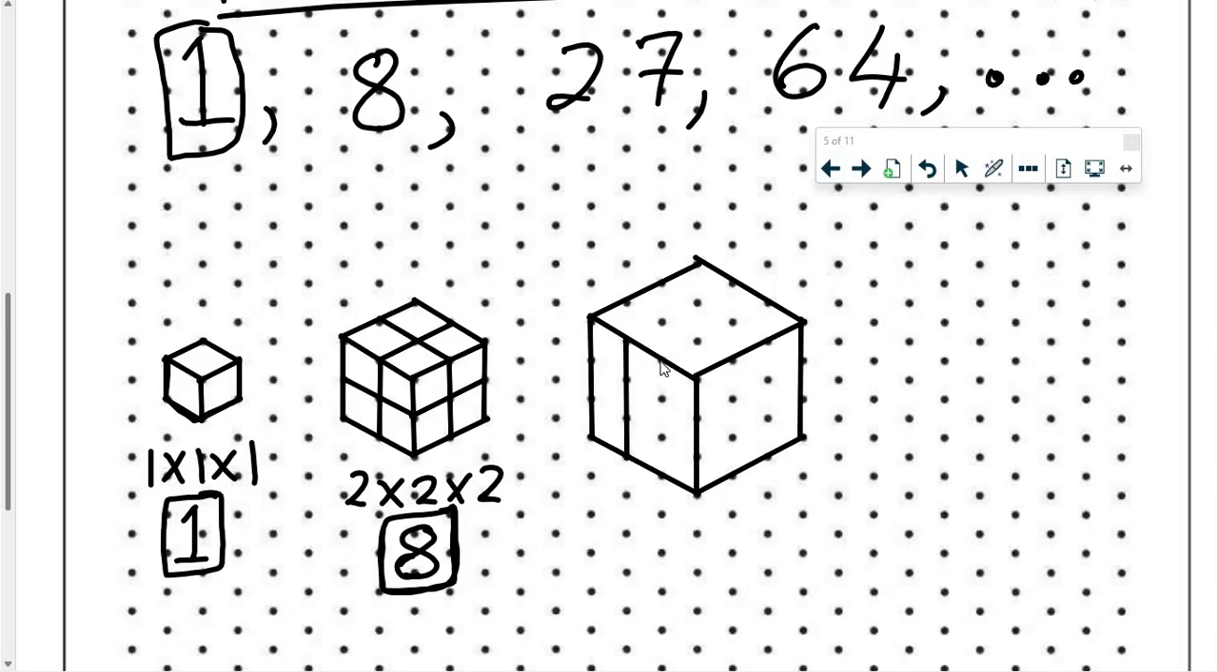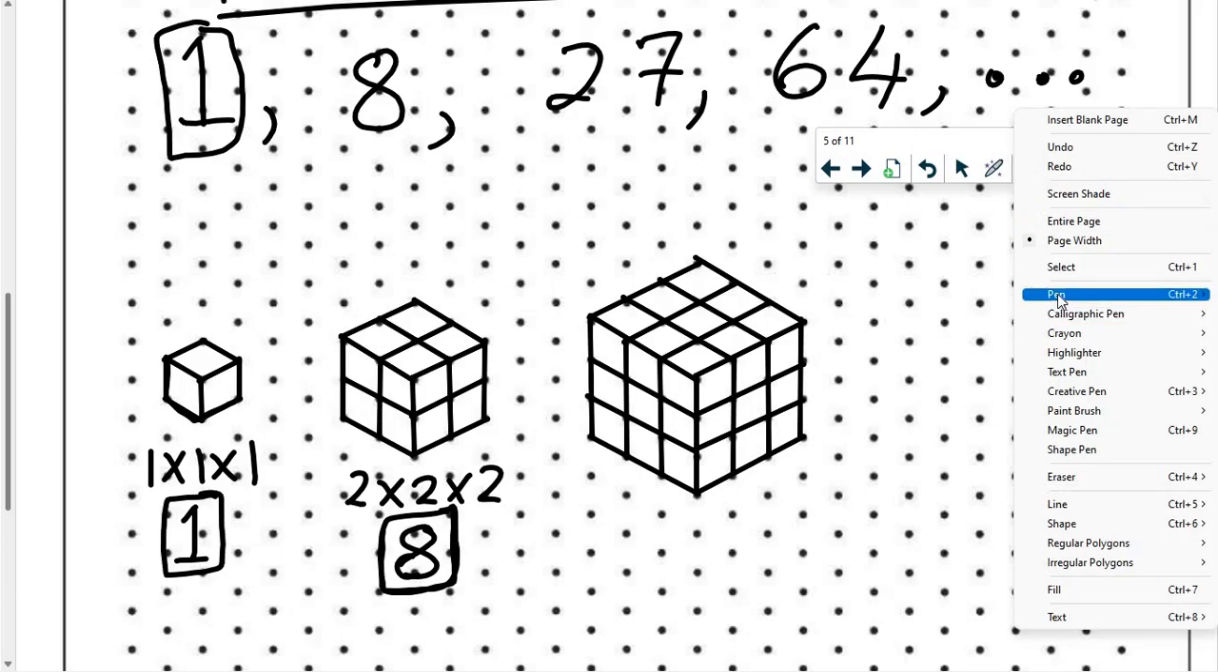This way, that way, this way, and then go this way, that way, and then this way, and then this way, that way, this way. Now, what do you see?